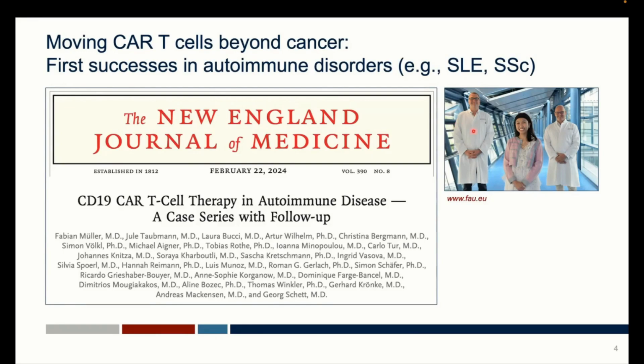And behind her are the treating physicians, Andreas Mackensen and Georg Schett, who are leading this clinical trial.